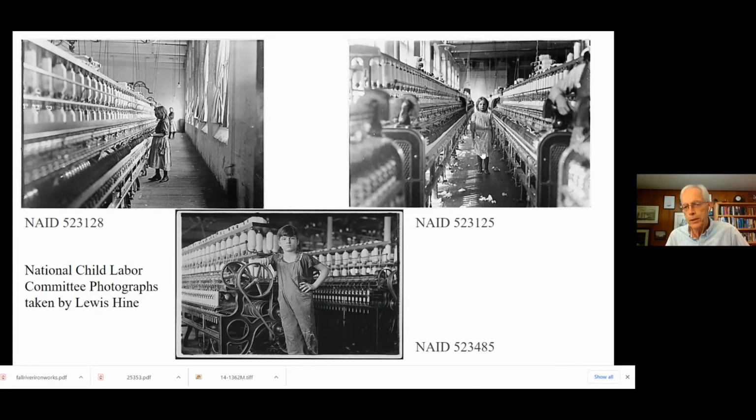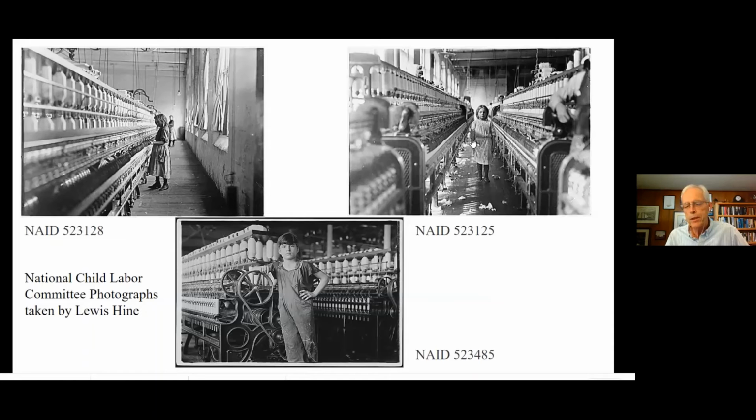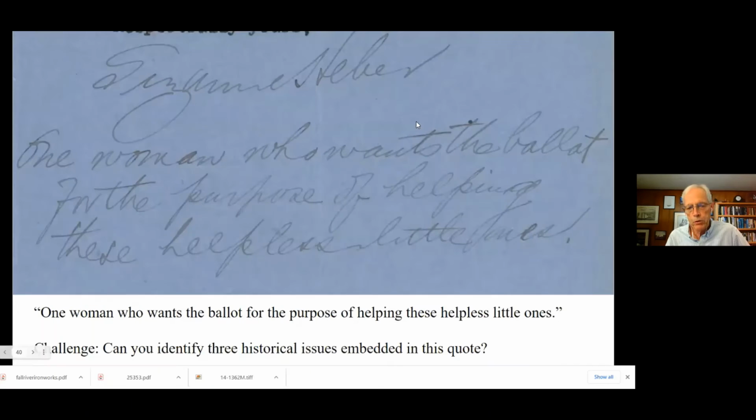And the third picture you see up top is a very depressing picture of a child standing near some spinning machines. You just imagine how loud it is. You see all the cotton lint on the ground. And that's what their childhood looked like. And Susan Heber is saying that after 12 hours of work in those conditions, they're more like corpses than children. And then next to her name in the postscript, she makes a strong point. She describes herself as one woman who wants the ballot for the purpose of helping these helpless little ones.